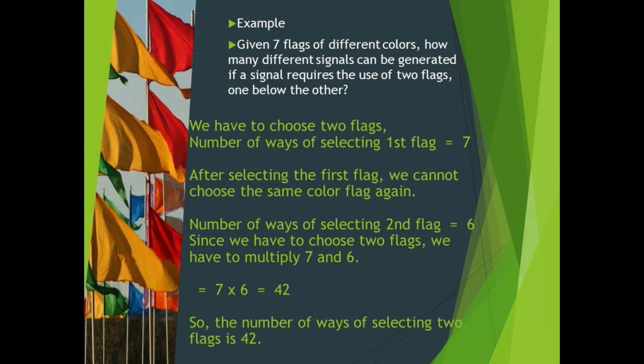Then after selecting the first flag, we cannot choose the same color flag again. So for the number of ways of selecting the second flag, we already got one color. So we subtract one from 7. That means for the next flag, we have only 6 choices, or only 6 colors of flags that we can choose. Since we have to choose 2 flags, we have to multiply 7 and 6. So that will be 7 times 6, which is 42. So the number of ways of selecting 2 flags is 42. Again, first flag, we have 7 choices. Second flag, we have 6 choices. And then we just need to multiply 7 times 6, which is 42.